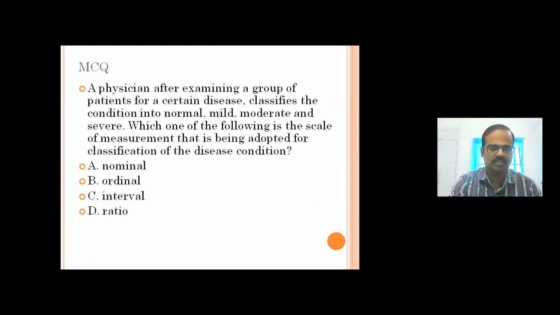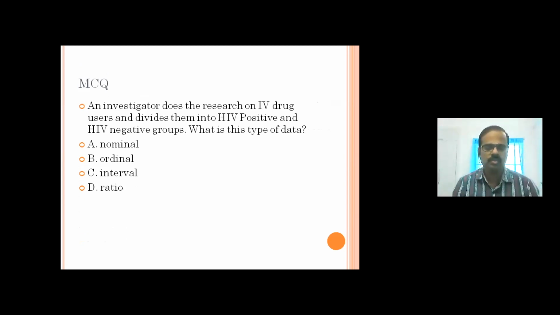So let's go to the next question. Now the question goes to Vignesh. Yes, sir. A physician, after examining a group of patients for a certain disease, classifies the condition into normal, mild, moderate, and severe. Which one of the following is the scale of measurement being adopted for classification of the disease condition? Sir, it is again ordinal, sir. It's ordinal only, right? The key is only this: normal, mild, moderate, and severe. So if you classify the data like this, it becomes ordinal. Okay, right. Now the question goes to Raghu.